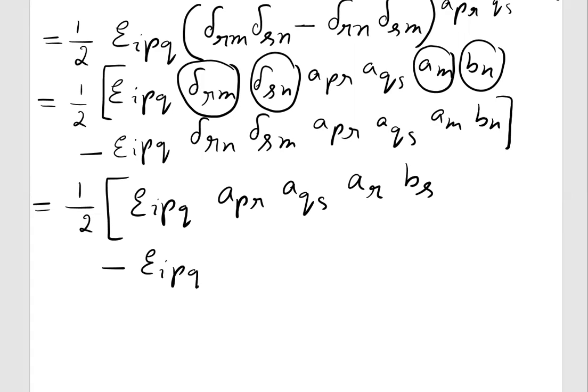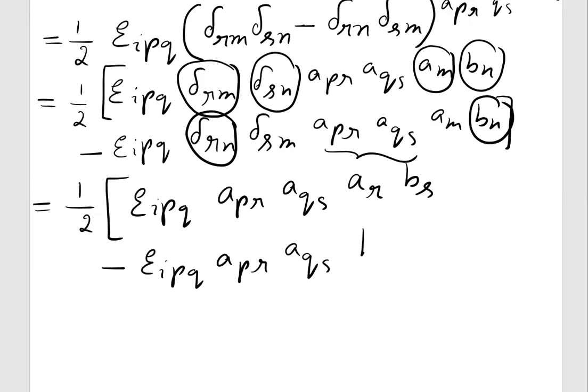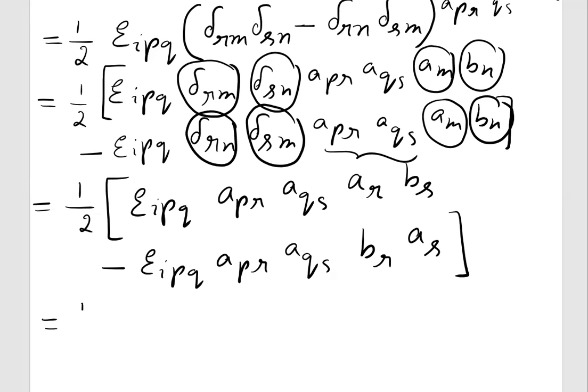So minus as it is, epsilon IPQ. Now I think you can easily guess now. So let me write this part, A_P R and A_Q S. Now this delta RN acts on B_N. So in the place of N, R will come. Similarly, this delta SM will act on A_M, right? So in the place of M, S will come. Okay, now we'll combine the terms.